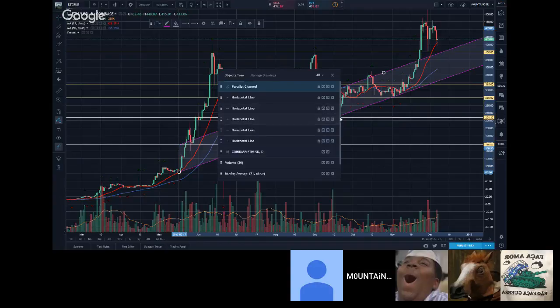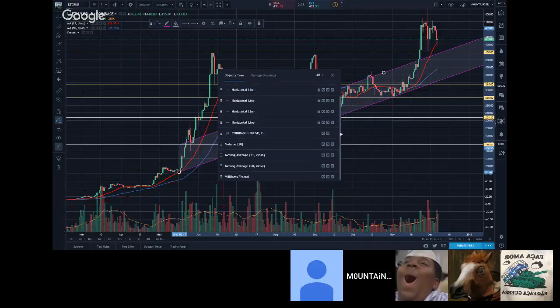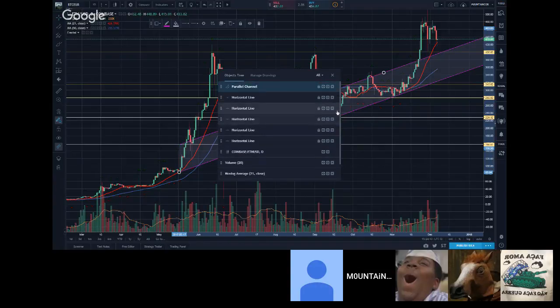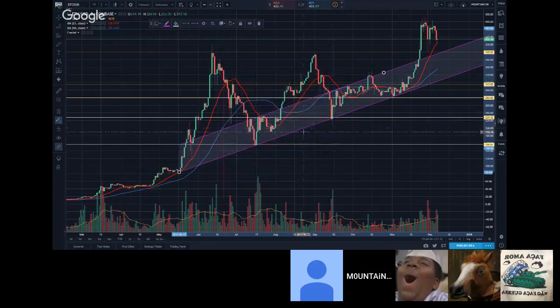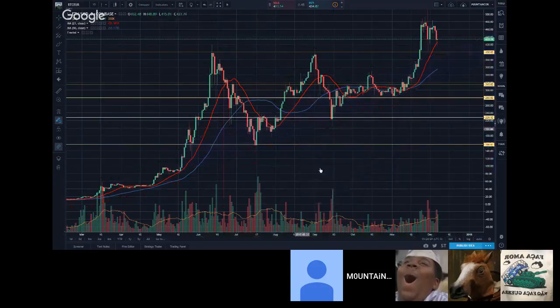So in this objects tree, you can hide or delete or get rid of anything right in here. If I hit delete here, I would get rid of that horizontal line, which I wouldn't do because I don't know which horizontal line that is. It doesn't tell me. So anyway, I'm going to hide this channel, and I'm going to hide my moving averages right now.